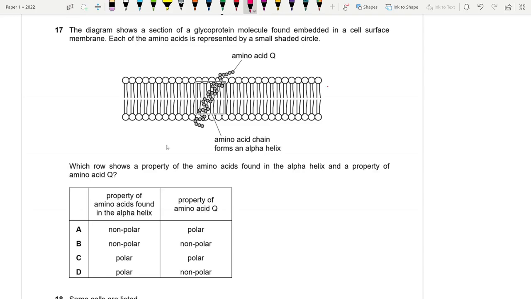So basically, this region is hydrophobic. It's non-polar, essentially, this region in the middle. And this region outside is basically polar because it's pointing to the water. Okay, so this section in the middle is hydrophobic. The alpha helix is hydrophobic. So it needs to be non-polar. And the amino acid Q is actually polar since it's in the water itself, okay?